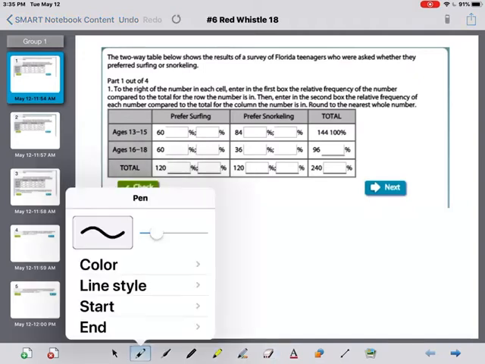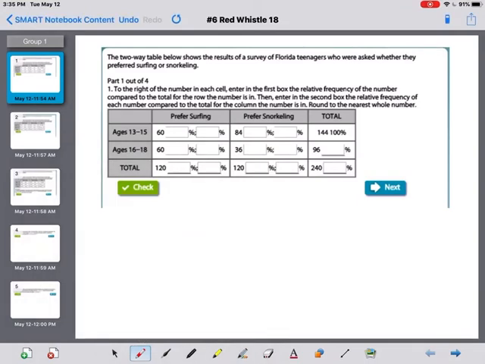So let's go back to the first part. It says to the right of the number in each cell, enter in the first box the relative frequency of the number compared to the total for the row the number is in. So 2 things that are important. We're dealing with the totals of the row, and we want to make sure we round all of our percents to the nearest whole number. So let's say I wanted to do that for this first box here.